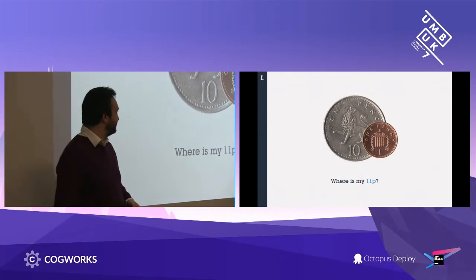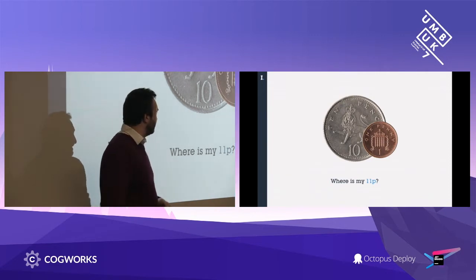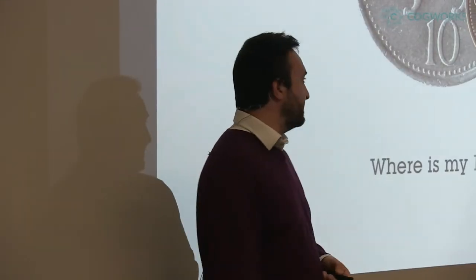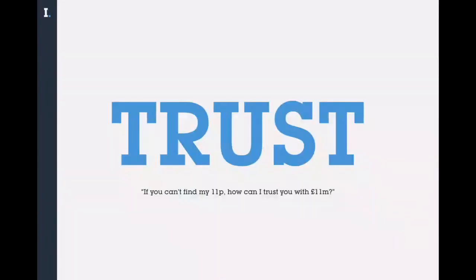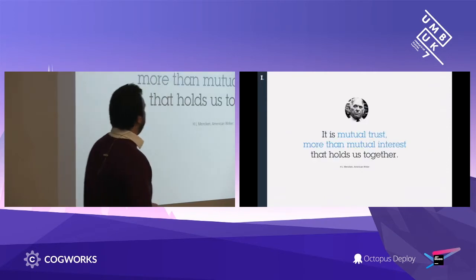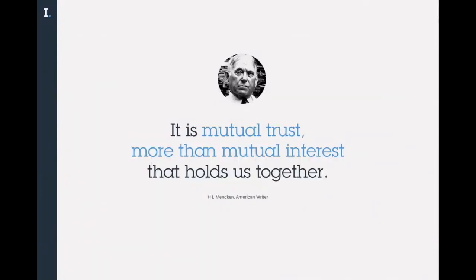Now, obviously, I imagine that this is just some of his portfolio, and you won't miss the 11 pence when your net worth is over 7 million pounds. However, it is about trust. The reason why the 11p is extremely important in this context is because if you can't find my 11p, how can I trust you with 11 million? How can I trust you with 7 million? It is about trust, and there is this great quote that I found: it is mutual trust more than mutual interest that holds us together. This is by an American writer called H.L. Mencken. Now, in the context of financial services, this is an extremely potent quote.